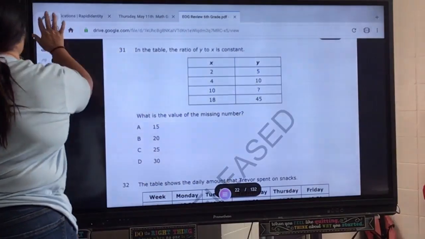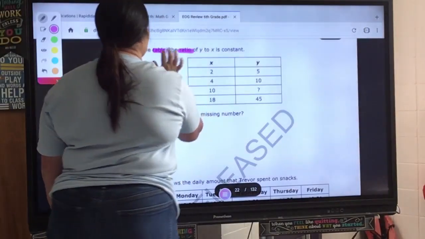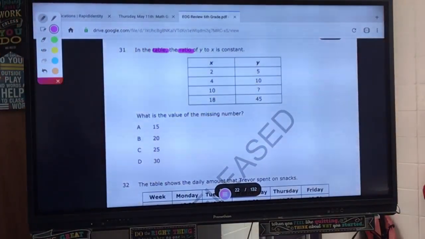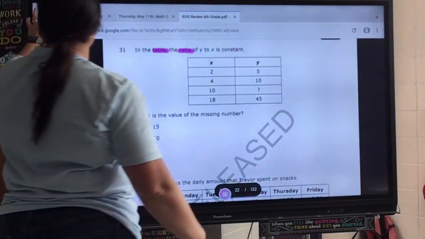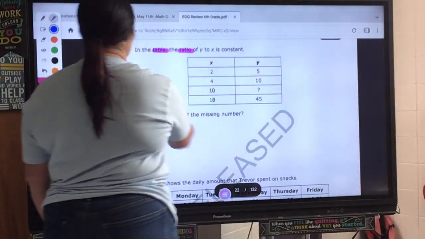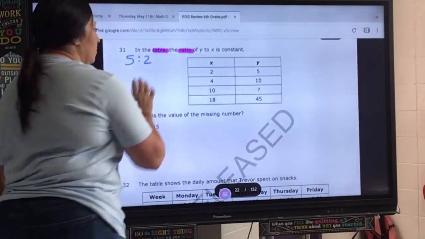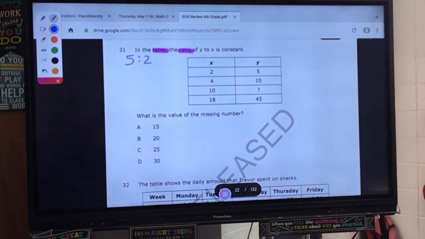So with us knowing that this is a ratio table, we know what about this table? What do we know about all the numbers in there? They're what? No, they're equivalent. So we essentially have to look at our original ratio, which is, because it's y to x, so this comes first. So it's 5 to 2. That's our original ratio.